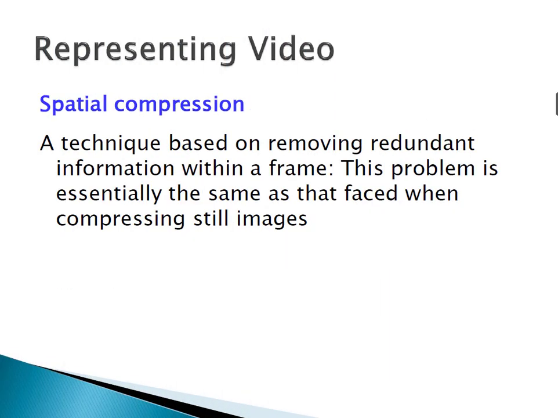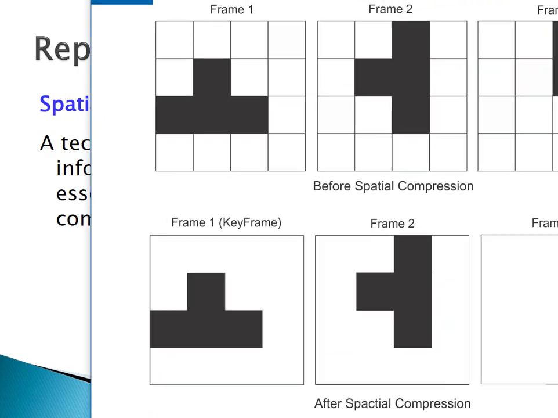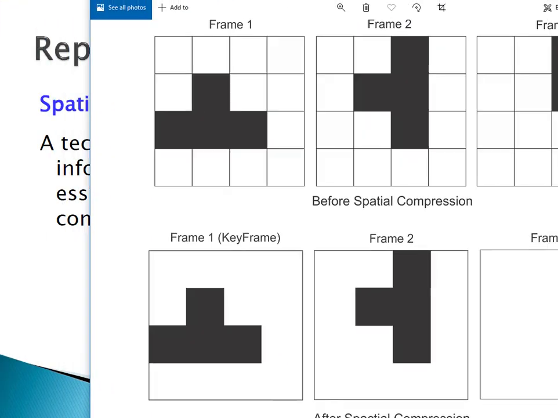The other kind of compression we get is called spatial compression. Spatial compression is a technique based on removing redundant information within a frame. And the rationale here is that this problem is essentially the same as that faced when compressing still images. So we want to remove the redundant information. Let's look at what redundant information we have.